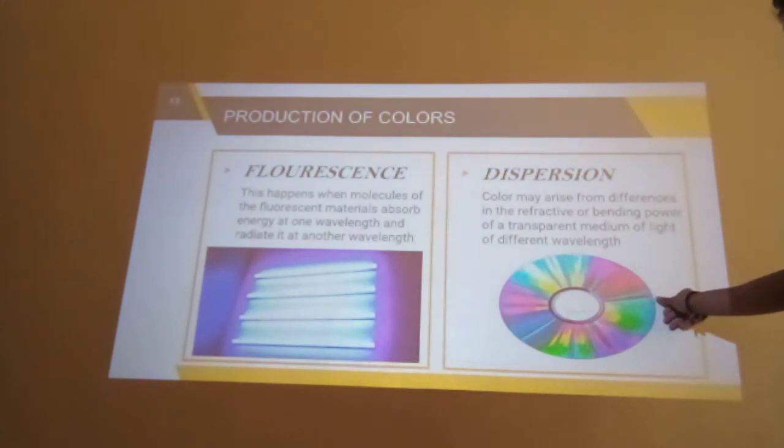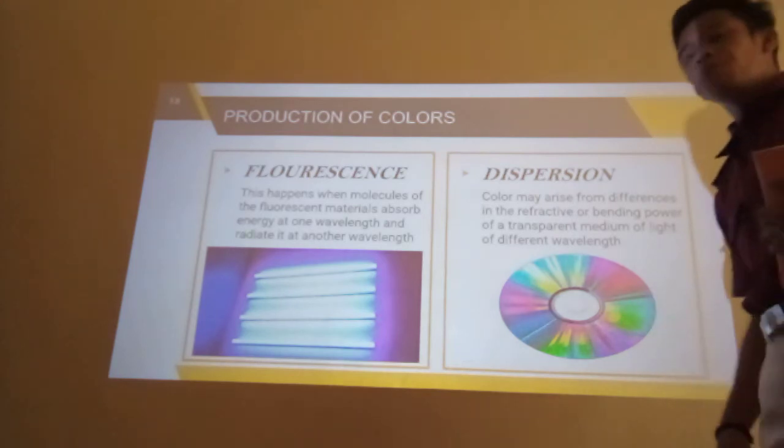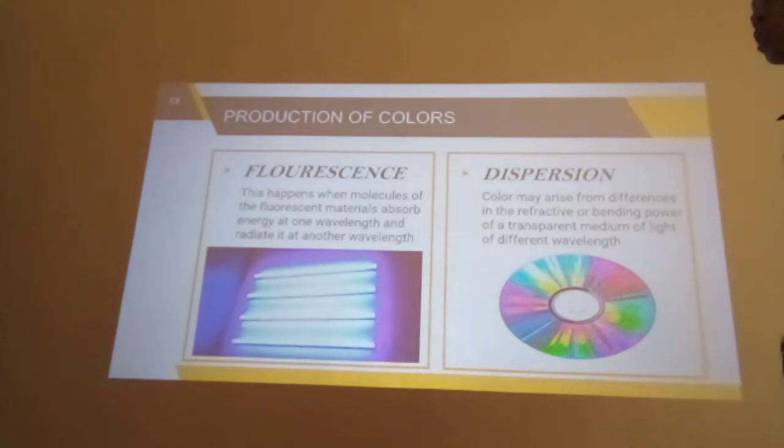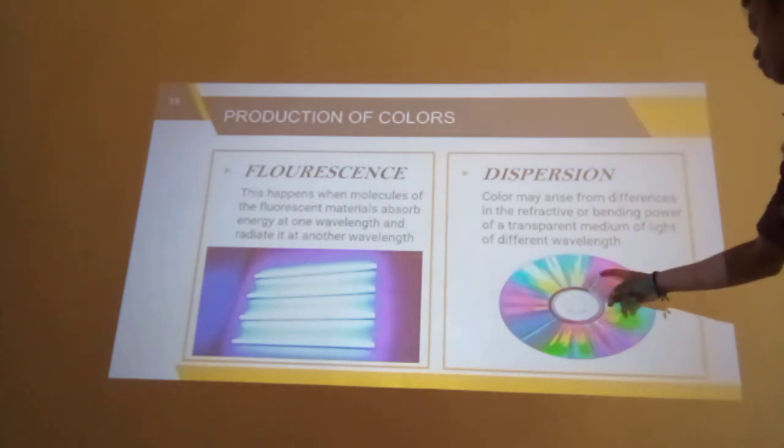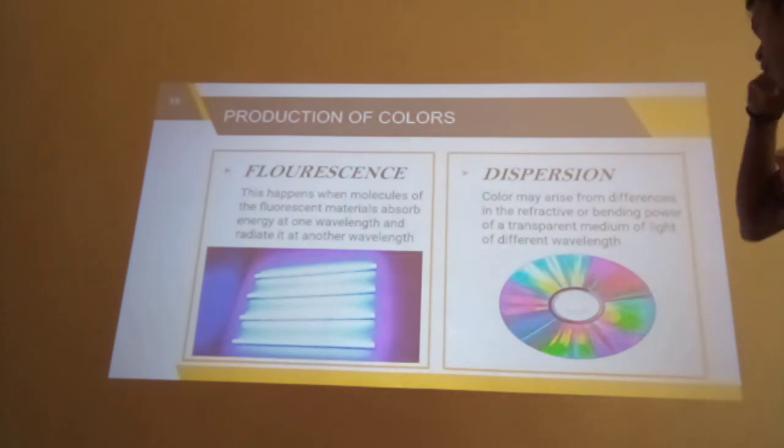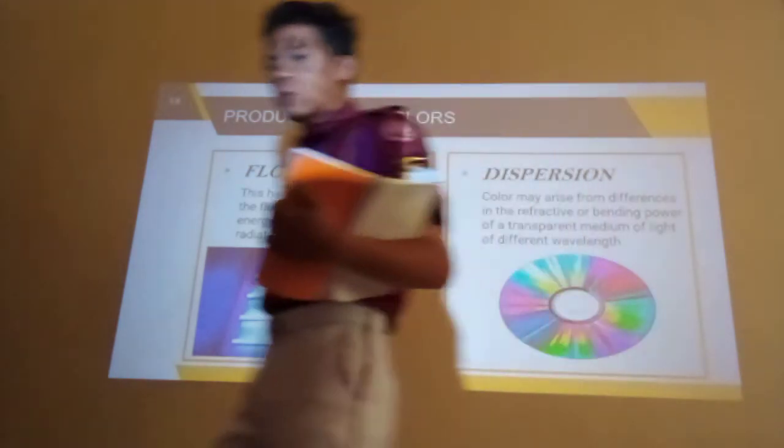So this is the bending power of a transparent medium. This is an example of dispersion in the SD card. If we put the SD card in the heat of the sun, it will show different types of color. It is like a rainbow. So this is the bending power of a transparent medium. So this is an example of dispersion.